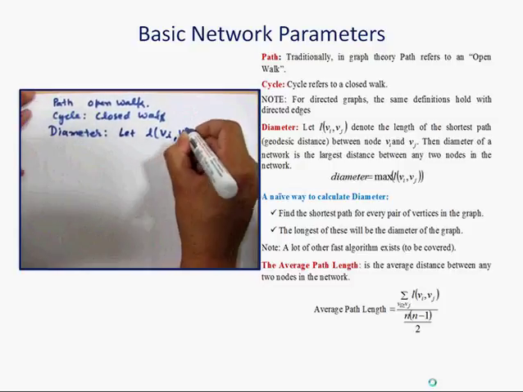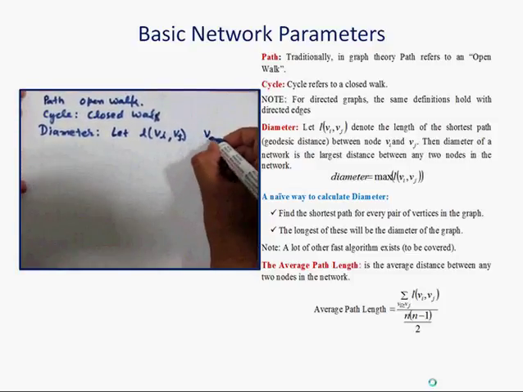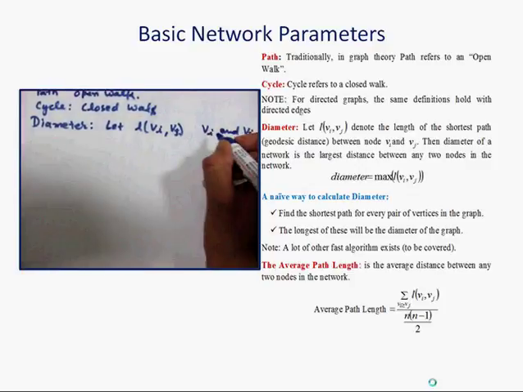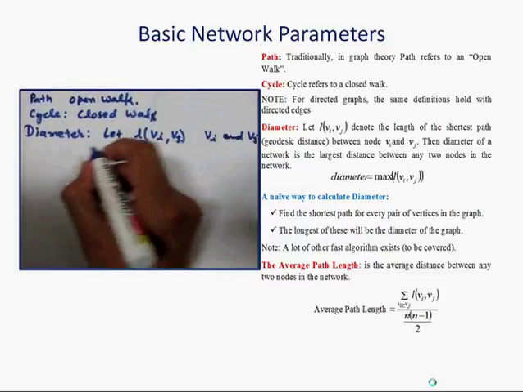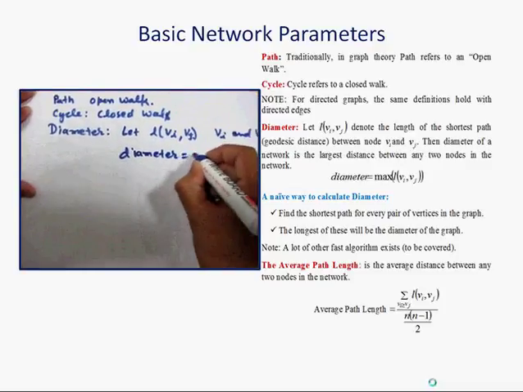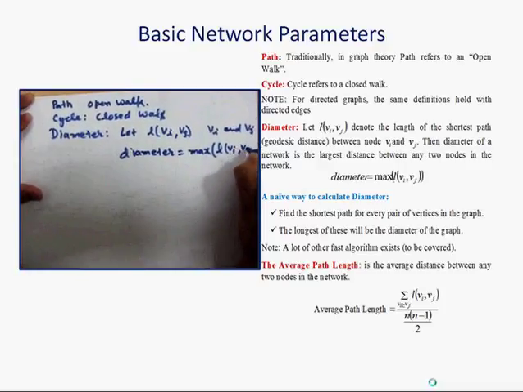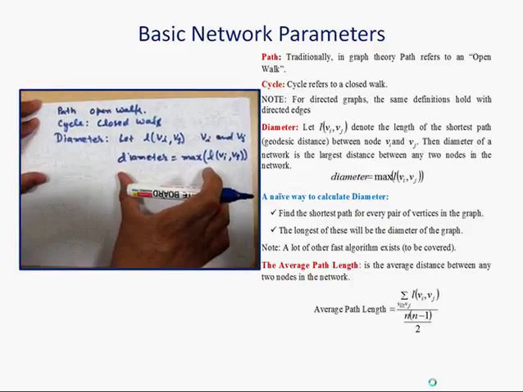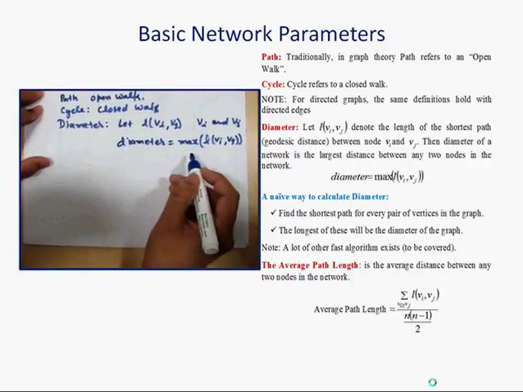Let d(Vi, Vj) denote the length of the shortest path, or geodesic distance, between nodes Vi and Vj. Then the diameter of the network is the largest of the shortest paths between any 2 nodes in the network. Now, how to calculate the diameter? To calculate the diameter, we find the shortest path of every pair of vertices in the graph, and the longest of these will be the diameter of the graph.